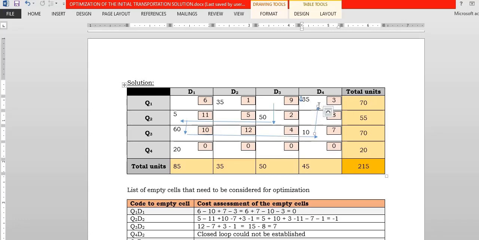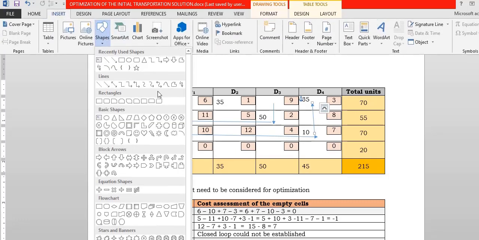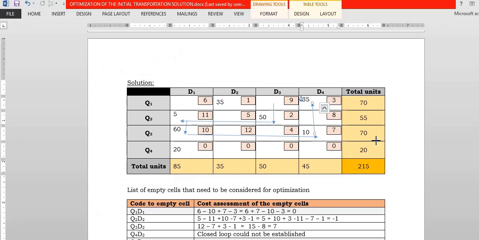Okay, so from there I go back to the original position. So we shall move from there to here. So after doing that, you are going to make the closed loop. So we pick out our costs and see how we deal with them. Okay, so that is Q1, D3.